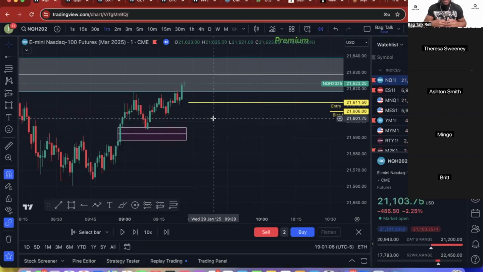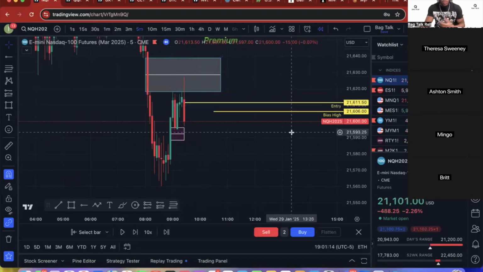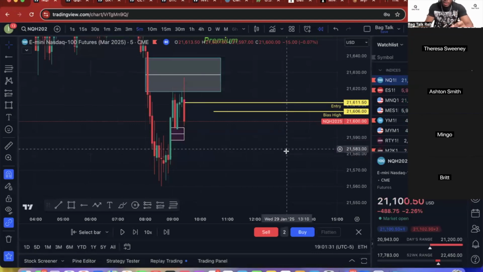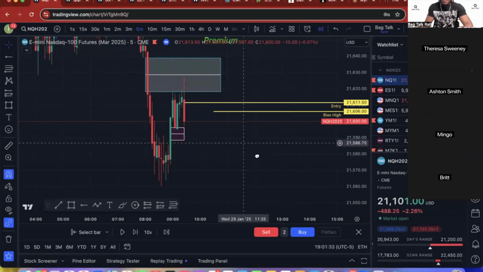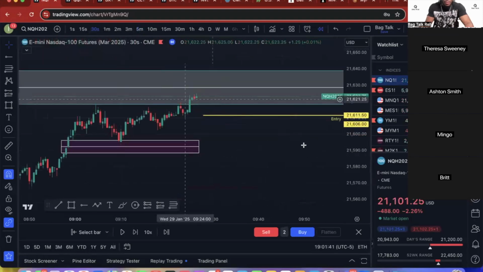Somebody in the chat who's been here with me for a while: if it's a 5-minute fair value gap, what time frame do we tend to use to confirm our trade? They're coming in now. Y'all see the chat, everybody saying 30 second, 30 second. I appreciate y'all. To confirm your trade, you'll be looking at the 30 second. The 1 minute is not terrible, but the 30 second is a better confirmation time frame for the 5. So let's go to the 30 second and see what happens here.